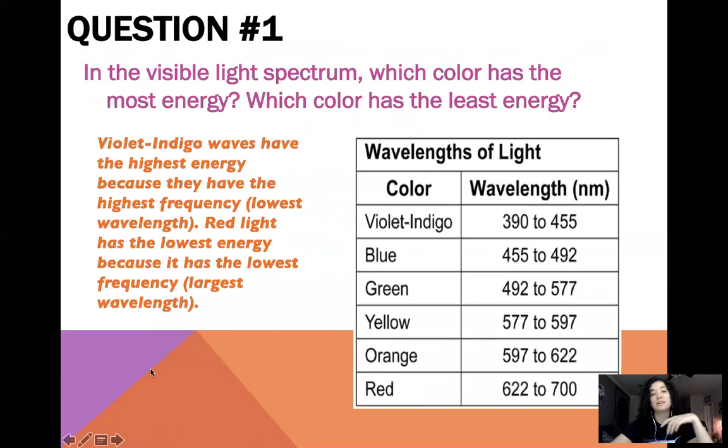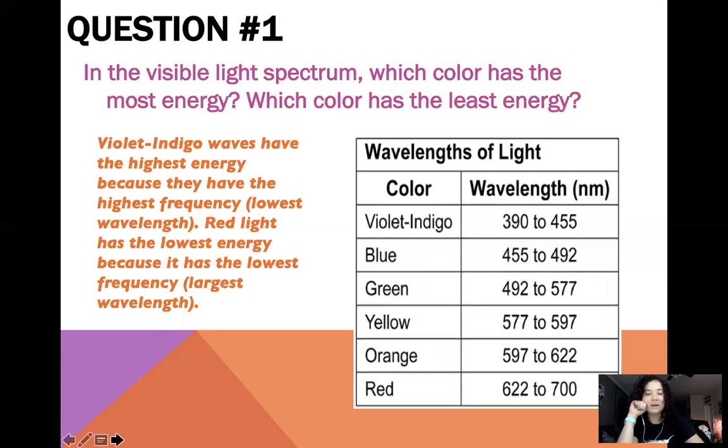So, violet and indigo waves have the highest energy because they have the highest frequency. They've got the smallest wavelength, small wavelength, big frequency, big energy. Red light, on the other hand, has our lowest energy, all right? It's got the longest wavelength, so it has the lowest frequency, which means it has the lowest energy. Large, low, low. That might help. Maybe jot that down.